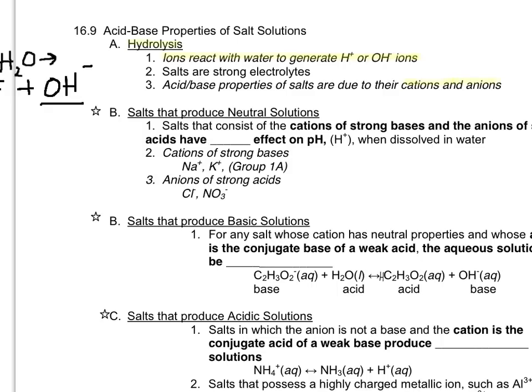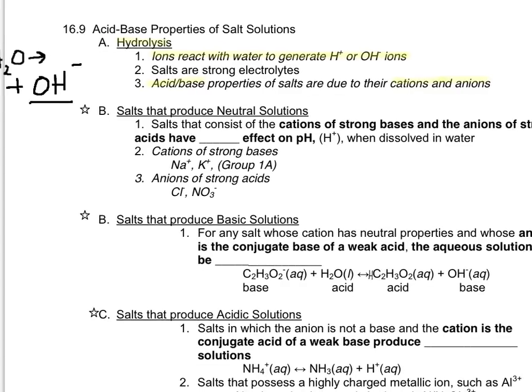So these cations and anions that come from the conjugate acids or conjugate bases of weak acids or weak bases can cause solutions to be slightly acidic or slightly basic. These aren't strong acids or strong bases, they're very, very slight. So let's take a look at some solutions that do this.